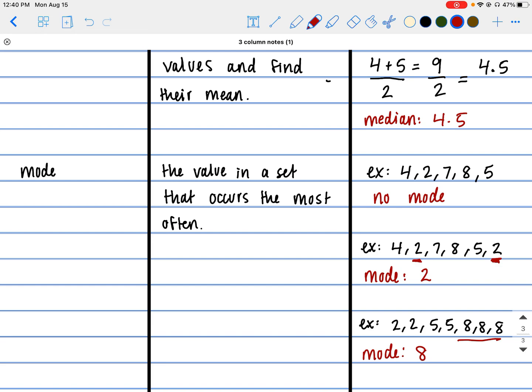All right? So that is mode. And I always say that sounds like most, and it's the one that occurs the most. Remember, not the highest value, not the number that's the most, but the number that occurs the most. So you're seeing it repetitively. Okay? All right, those are really big topics.